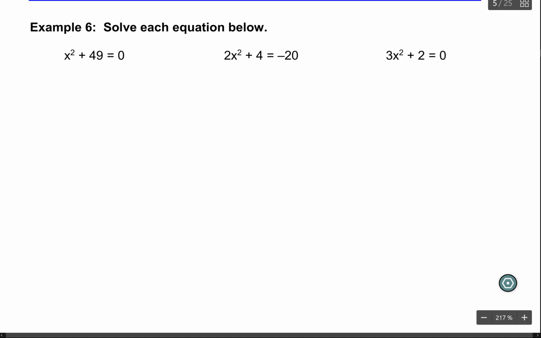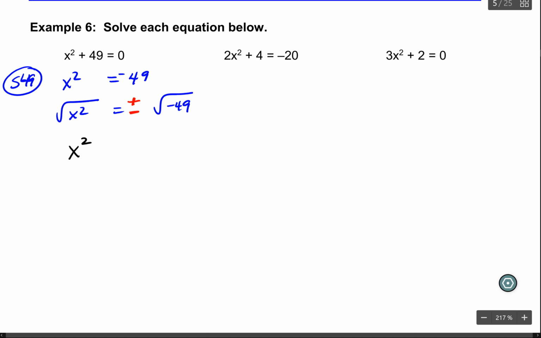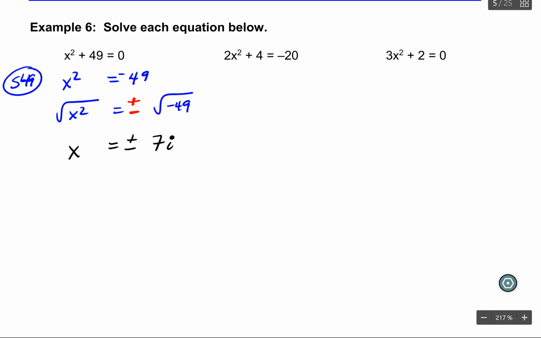So here we go. Example 6. We're going to start by isolating the x squared by subtracting 49 from both sides. So I'm going to subtract 49. Next, I'm going to take the square root of both sides. So I take the square root of x squared and the square root of negative 49. Remembering when you take the square root of both sides that you have plus or minus. What is the square root of negative 49? Well, the square root of 49 is going to be 7. But the square root of the negative becomes 7i. So our answer is positive 7i or negative 7i.